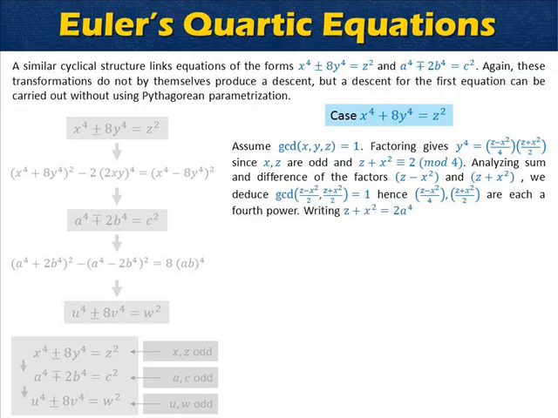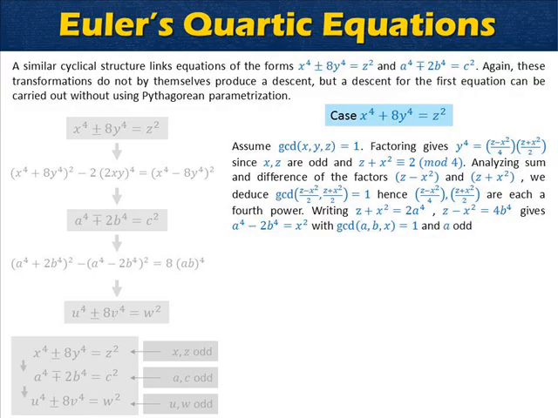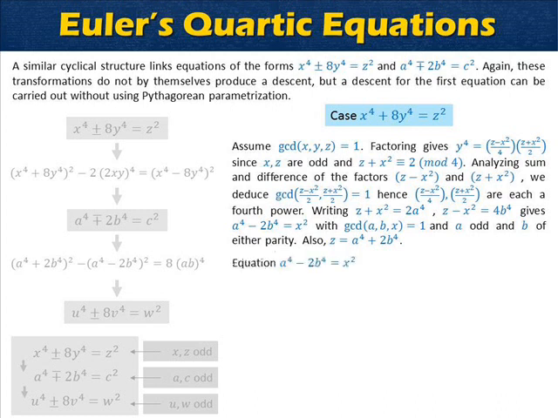Hence, each of the factors of y raised to the 4th is a 4th power. Writing z plus x squared equals 2 times a raised to the 4th and z minus x squared equals 4 times b raised to the 4th gives a raised to the fourth minus 2 times b raised to the fourth equals x squared, with a, b, and x coprime, and a odd, and b of either parity. Also, we deduce that z is equal to a raised to the fourth plus 2 times b raised to the fourth. The equation a raised to the fourth minus 2 times b raised to the fourth equals x squared has a, b, and x coprime.